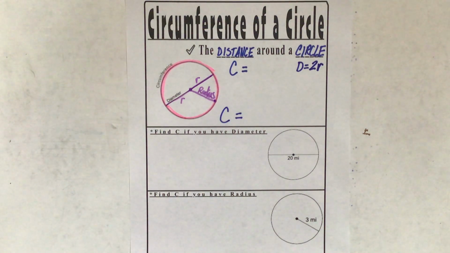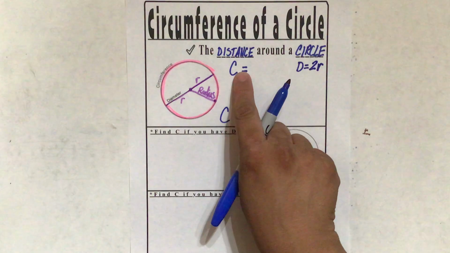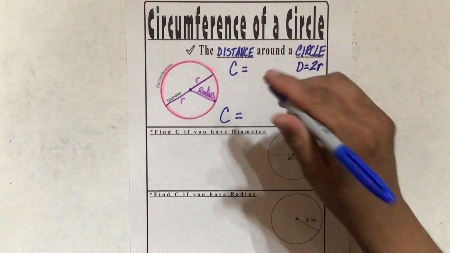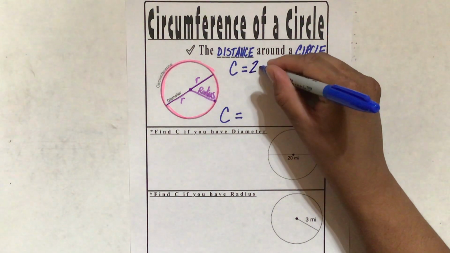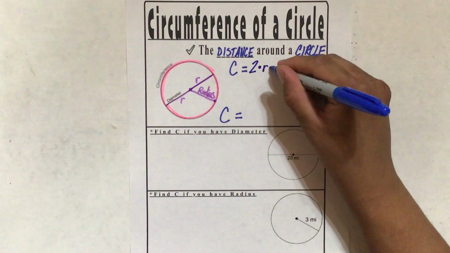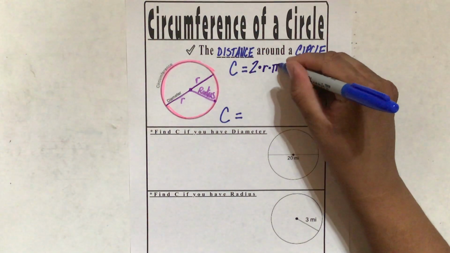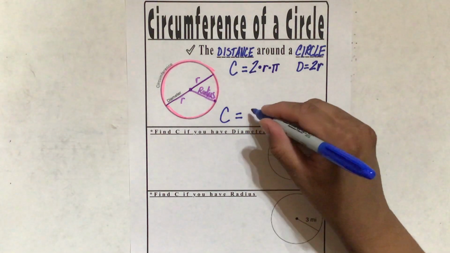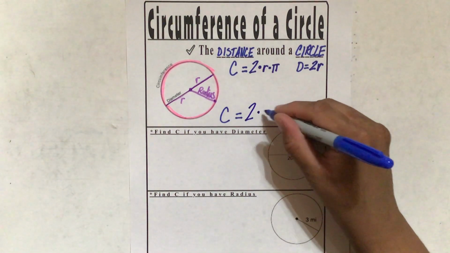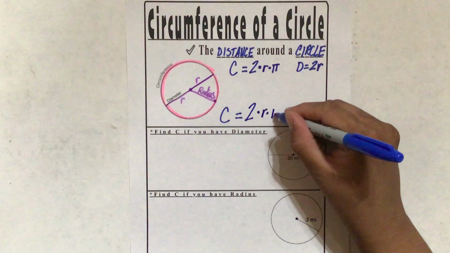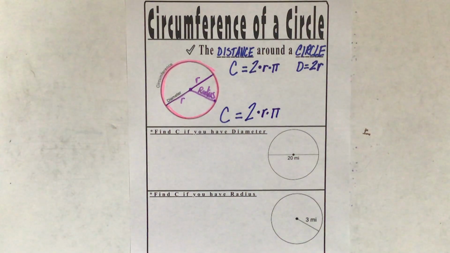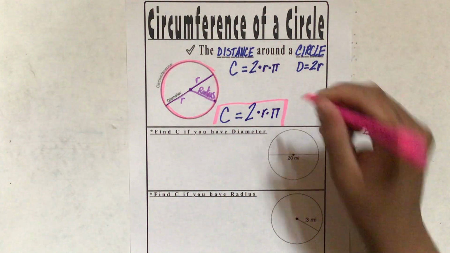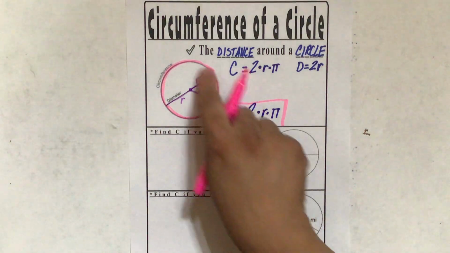Well, the circumference in a circle, we're going to use the formula C is equal to 2 times r times pi, right? So C, this is our big formula, is equal to 2 times r times pi. So this is the formula that we're going to use to find the circumference of a circle.